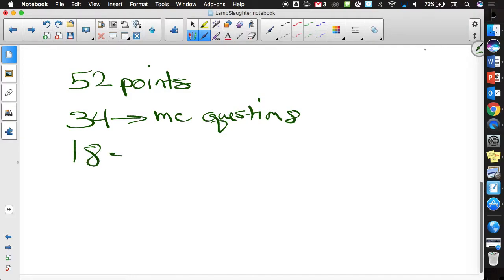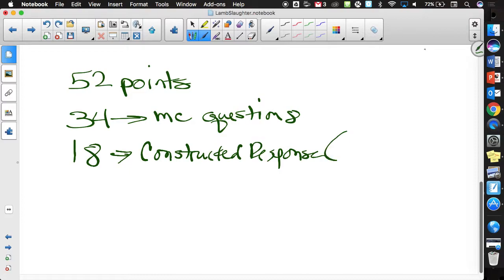The 18 points that are left come from the constructed response questions. You folks are going to think of them as essay questions. They're not quite essay questions because you're not writing multiple paragraphs, intro, three body paragraphs, conclusion. You're really just writing one paragraph at a time for each constructed response. Each constructed response question is out of 3 points total.